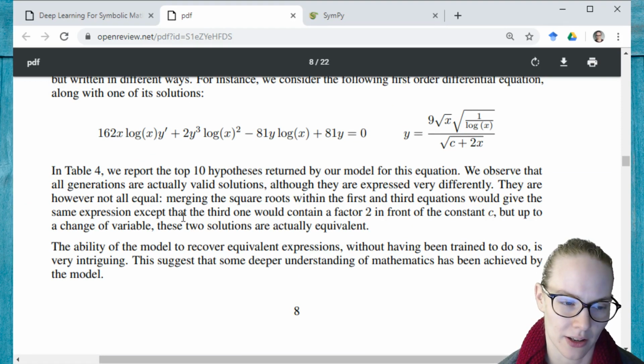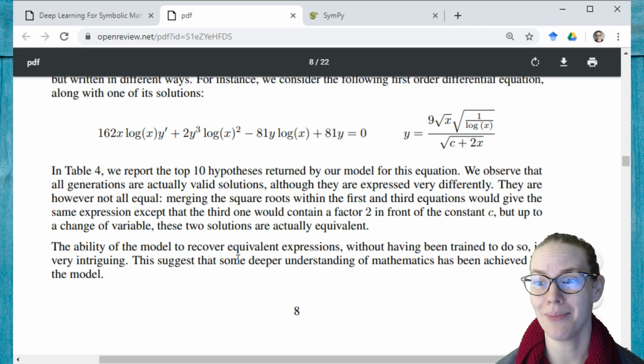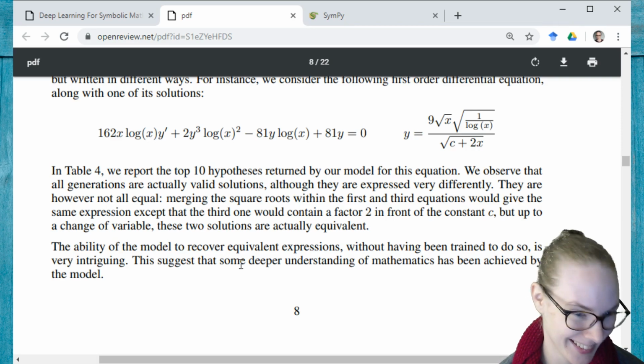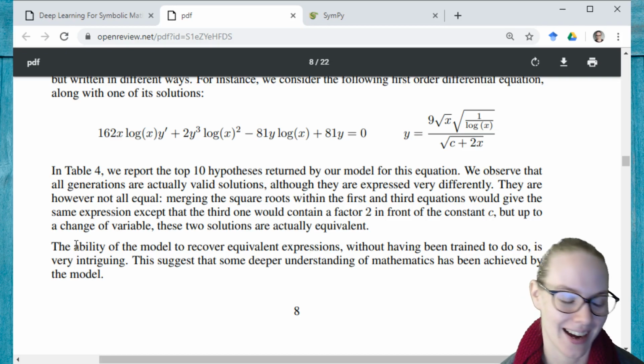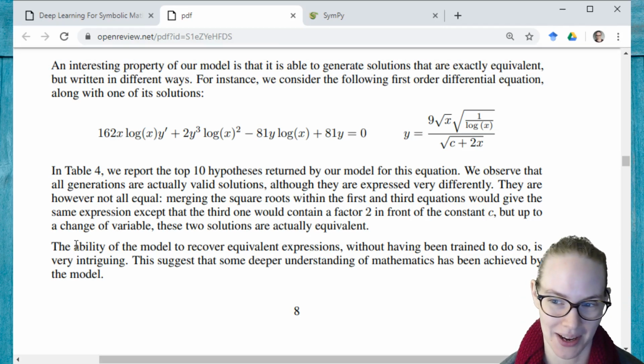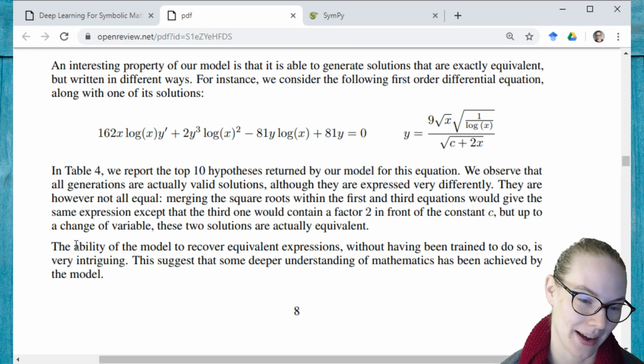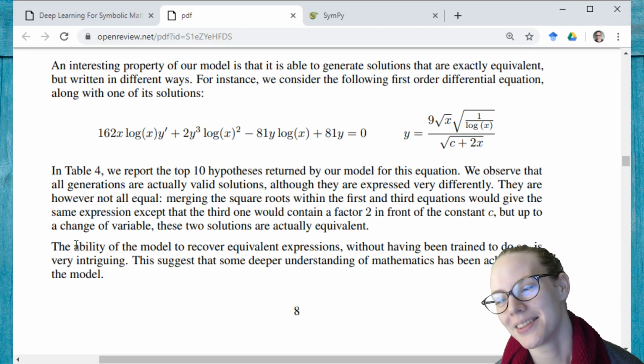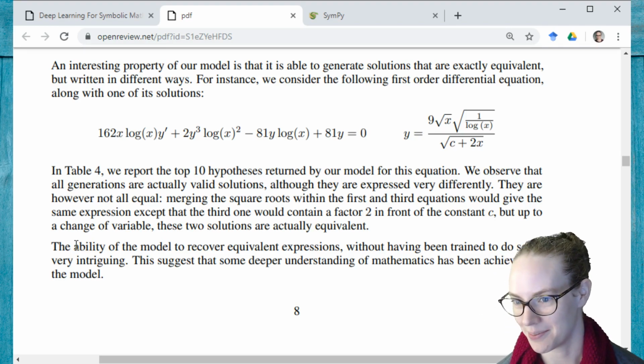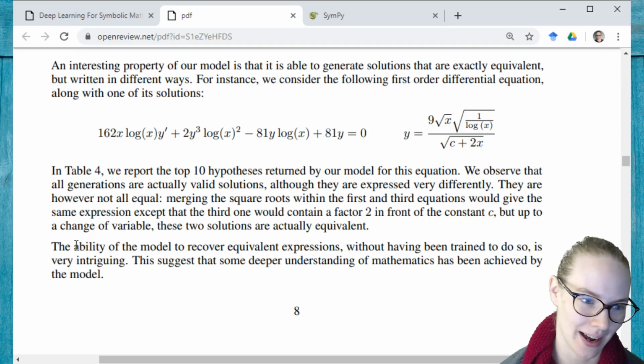The ability of the model to recover equivalent expressions without having been trained to do so is very intriguing. This suggests, I'm assuming, that some deeper understanding of mathematics has been achieved by the model. No, I beg to differ. I think it suggests that the model has captured some statistical qualities in mathematical equations, but I don't know about deeper understanding. This sort of feels like some mathematicians got sort of interested in machine learning and built a little project, and now they're excited about it.